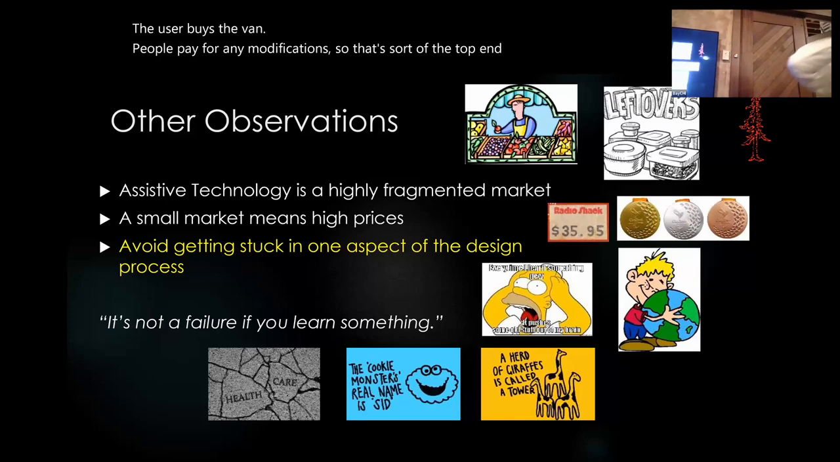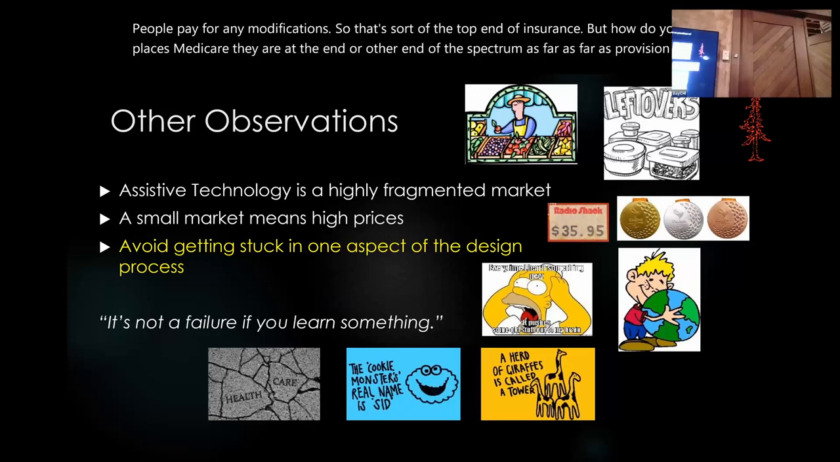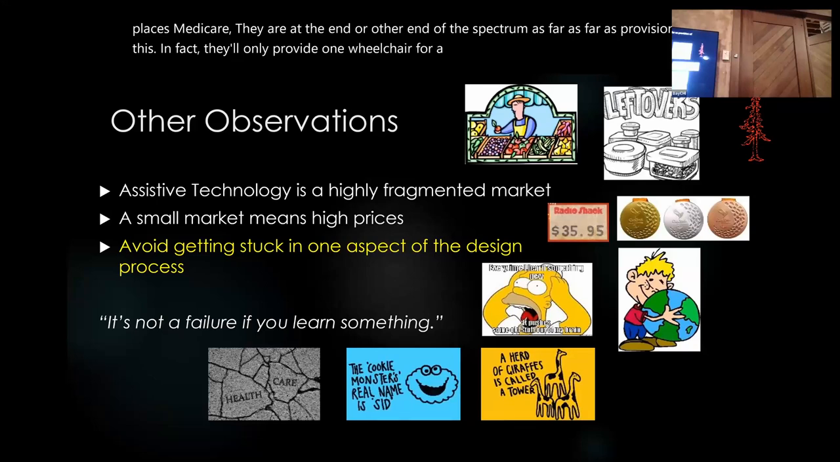But places like Medicare are at the other end of the spectrum as far as provision of this. In fact, they'll only provide one wheelchair for a person, and it's only an indoor wheelchair. They think a person with a disability is not going to be working and doesn't need more. And so there's a long-term issue there.